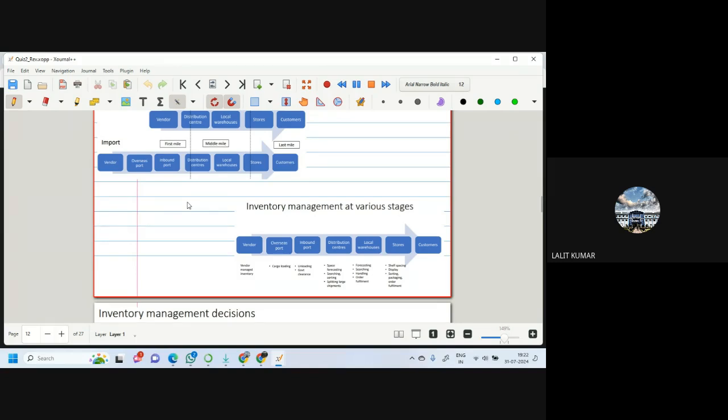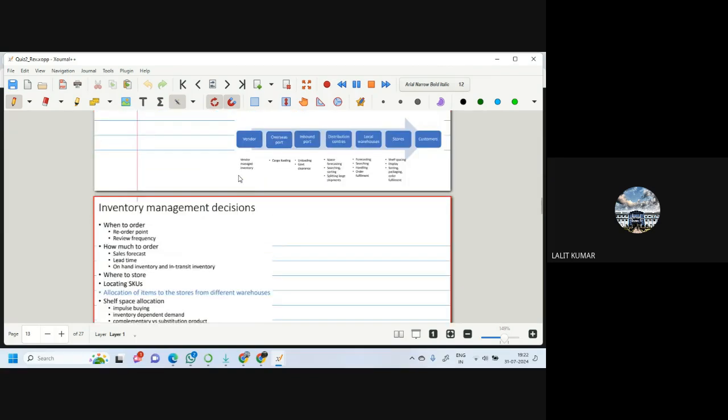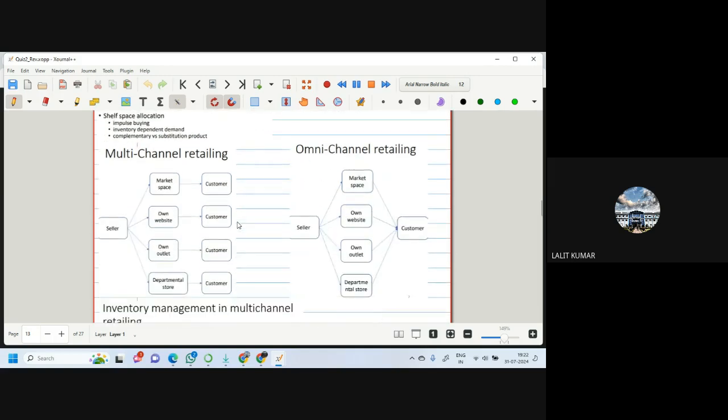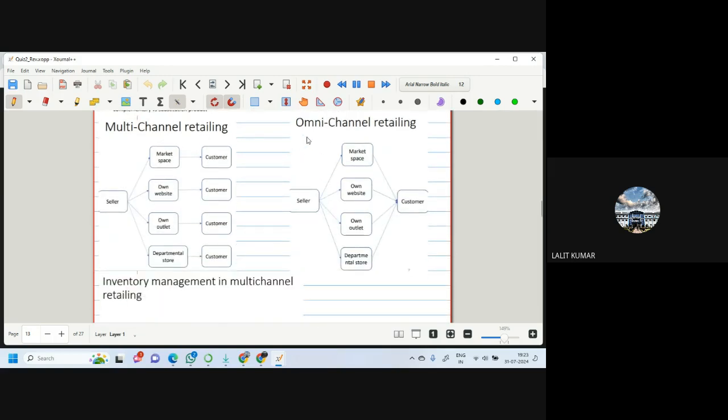These questions have been asked, so we can cover it. So first mile, middle mile, last mile, we have to remember. Inventory management decisions: when to order, how much to order, where to store, locating SKUs, all of them are the decisions. Then the multi-channel retailing and the omni-channel retailing. Omni-channel means that you order online and you can pick up from the departmental store. So that is omni-channel.